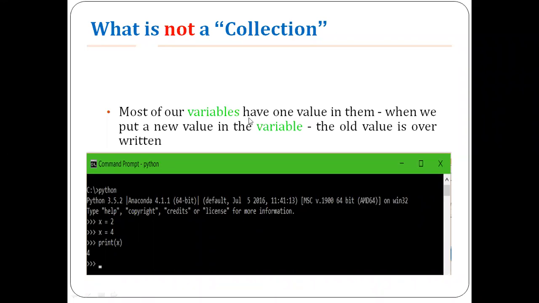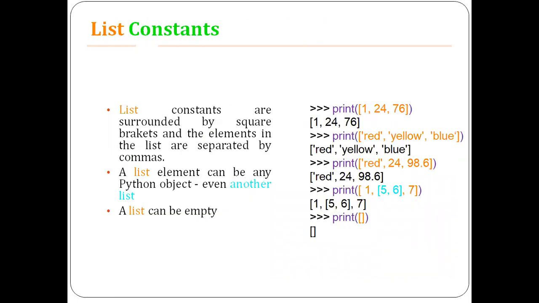Okay. And look at the constants here, how we are going to use the constants. List constants are surrounded by square brackets, and the elements in the list are separated by commas. The way of printing or assigning list constants is that we put all the elements within a square bracket, and each element is separated by a comma. The list element can be any Python object, or even another list as well.